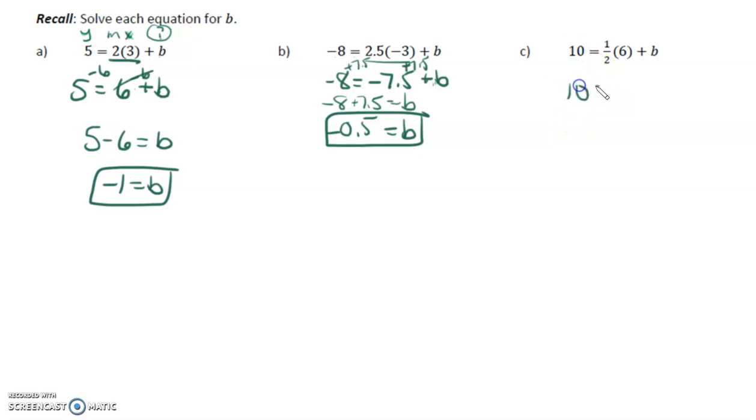Now, bring down the 10. 1/2 of 6 is 3. Bring down the plus b. Let's get rid of the positive 3. We're going to go negative 3. Okay, 7 equals b.